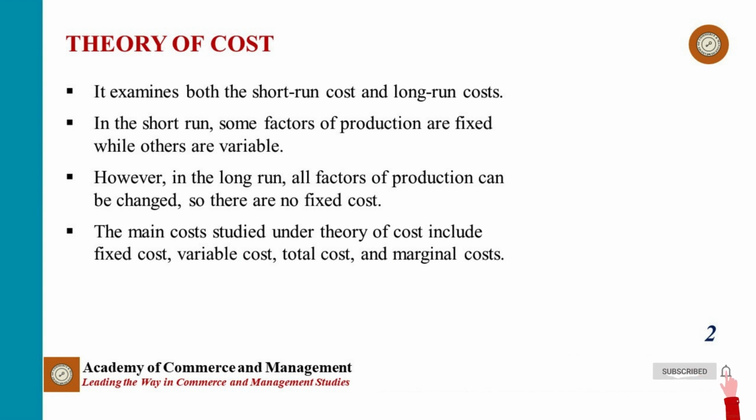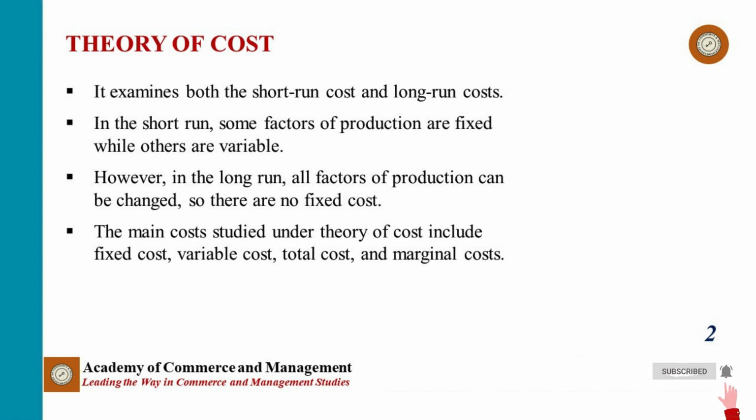What is theory of cost? The theory of cost examines both the short-run cost and long-run costs. In the short run, some factors of production are fixed while others are variable. Such fixed costs include rent, insurance, and the like. The peculiarity of variable cost is that it changes with the output level, and it includes raw materials and labor. However, in the long run, all factors of production can be changed, so there are no fixed costs.